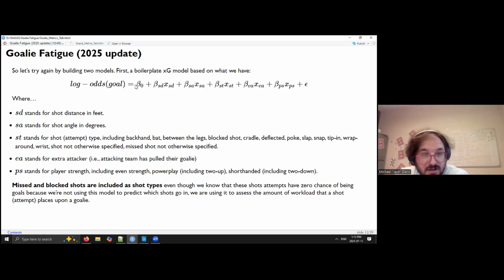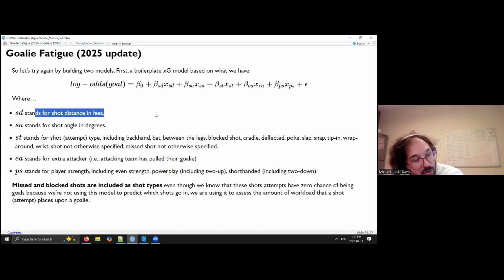So I built a log odds goal model here. We've got shot distance in feet. Shots that are closer to the net score more often. That is the primary factor for goal percentage. SA is shot angle in degrees, so more direct shots tend to work a little better than shots at an angle. And you can imagine that the surface area from the shooter's perspective, or from the puck's perspective, is larger if you're not shooting at an angle. So that makes sense.